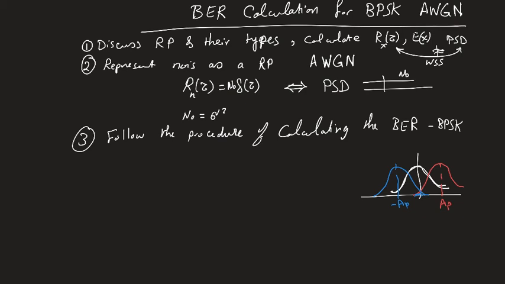Because of the symmetry, I can calculate one of them and multiply it by 2, right? And then that's the probability of error given 1 is transmitted, and the probability of error given 0 is transmitted. I have to multiply that by the probability of 1 and 0.